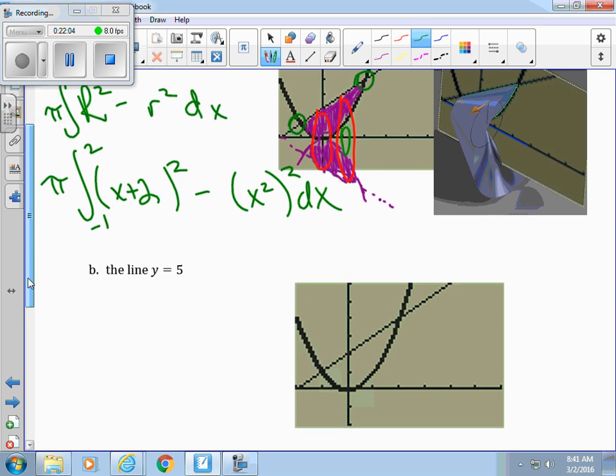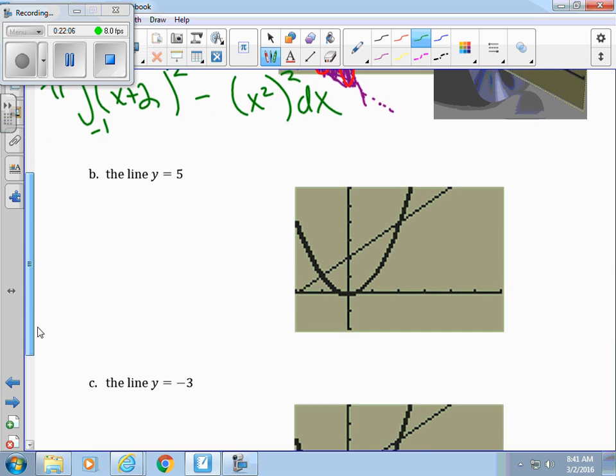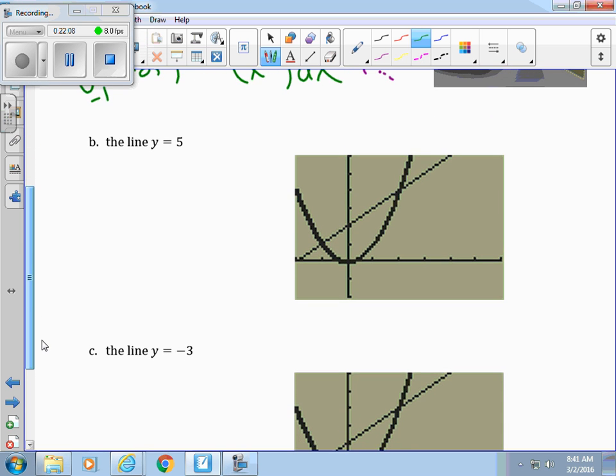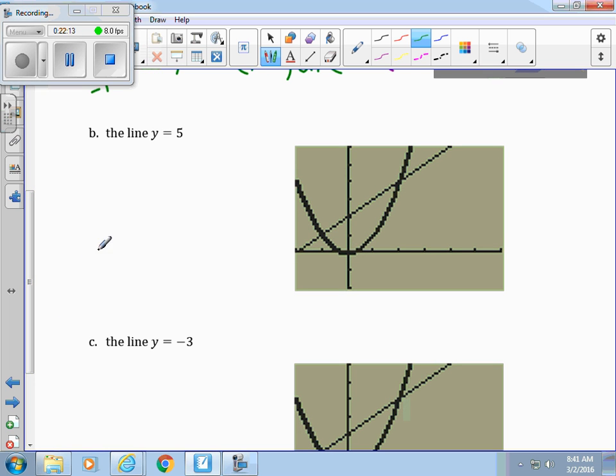Okay, I'm going to switch it up on you. I want to rotate around a different line this time. I want to rotate around the line y equals 5. We've never done that before. But can we? Sure.